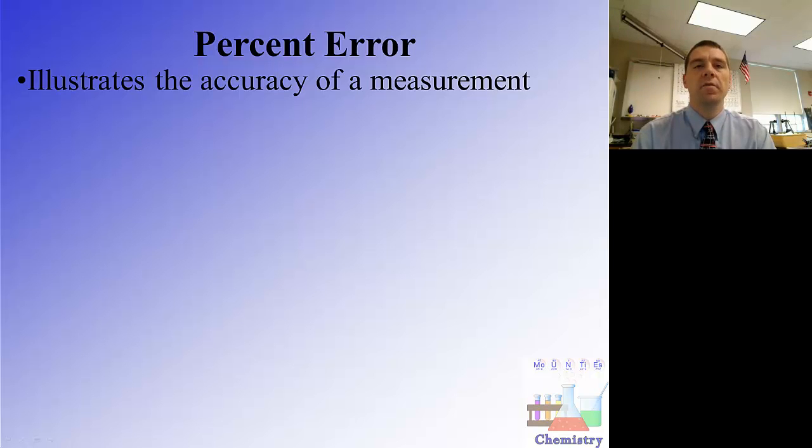One of the most common calculations that we do with any lab or any measurement that we might make is a percent error calculation, and it's a way to determine just how accurate we have been either with our measurement or with a calculated value such as density.